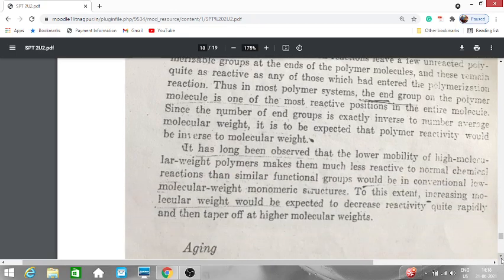Okay, it has long been observed that the lower mobility of high molecular weight polymers makes them much less reactive to normal chemical reactions than similar functional groups would be in conventional low molecular weight monomeric structures. To this extent, increasing molecular weight would be expected to decrease reactivity. Increasing molecular weight would be expected to decrease reactivity quite rapidly, then taper off at higher molecular weights.